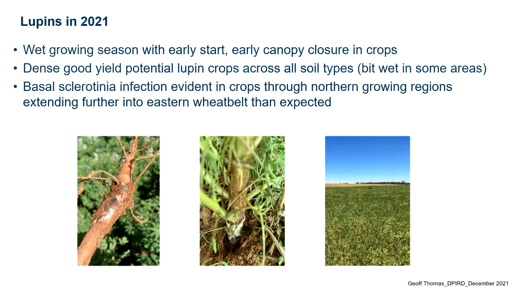The other thing maybe that we saw this year is that with those dense lupin crops, with that wet July-August period, we had early canopy closure, quite a lot of that lupin leaf mulch underneath the canopy, and a wet soil surface. Whether or not that was the contributing factor, certainly we saw a lot of basal sclerotinia this year in lupin crops, particularly in that northern growing region. But we did see it, quite interestingly, extending further east than we might normally expect to see the impact of sclerotinia in lupins. So that was a bit of a new thing for us, the amount of basal sclerotinia that we saw.